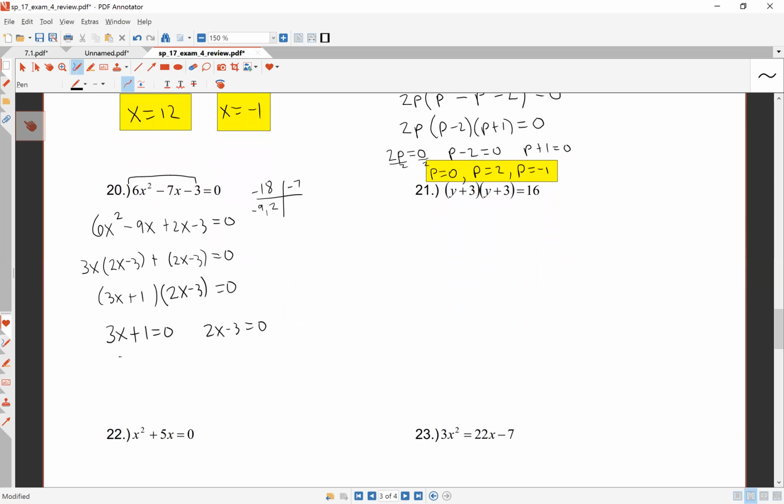If I have 3x plus 1 equal to 0, I subtract 1 from both sides and divide by 3. If I have 2x minus 3 equal to 0, I add 3 to both sides and divide by 2.